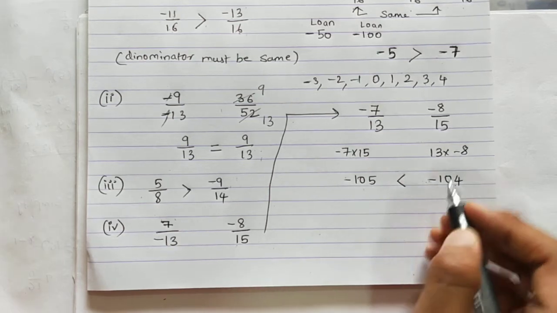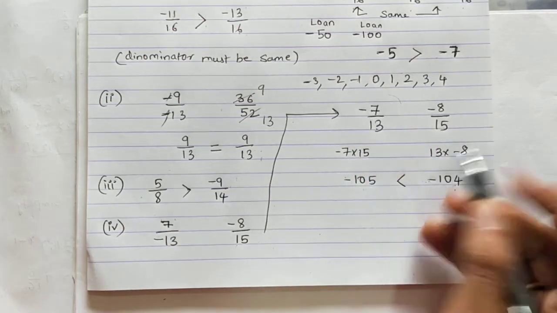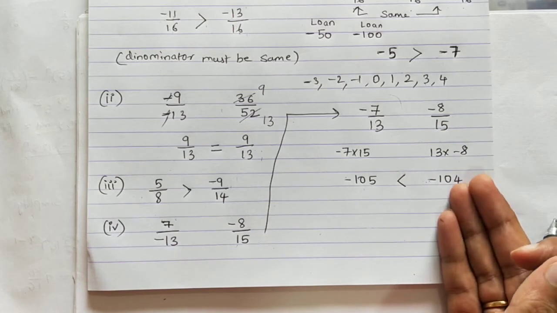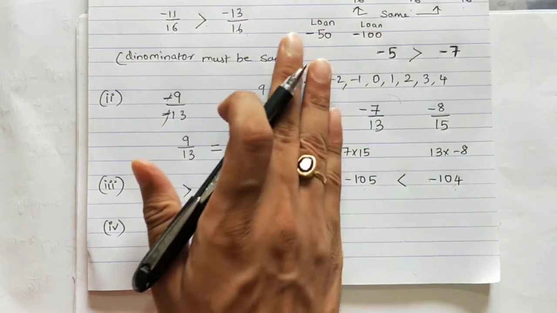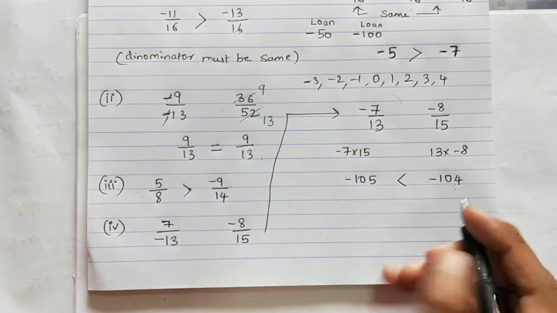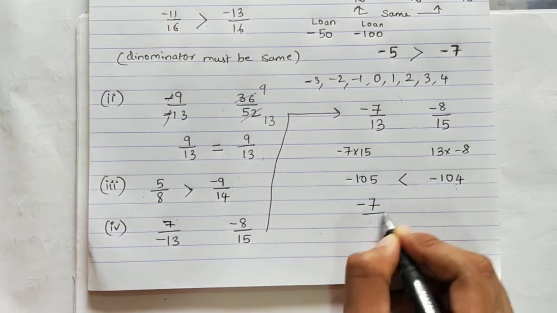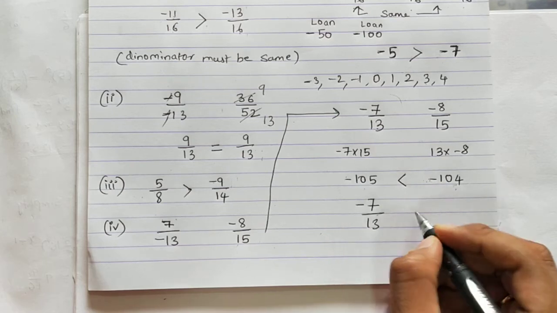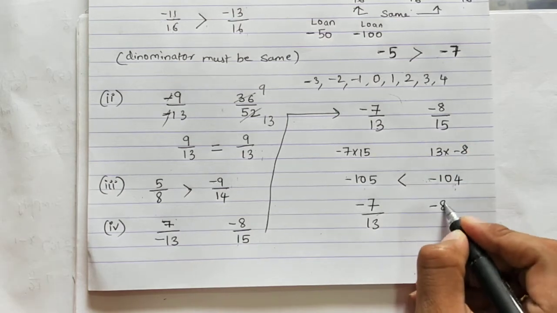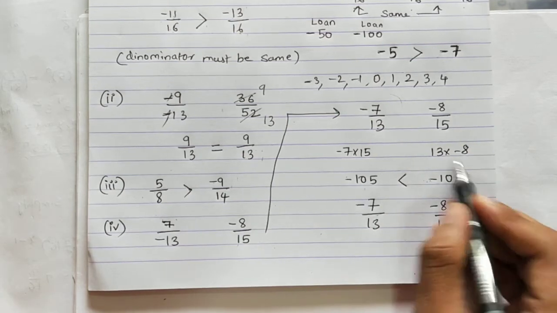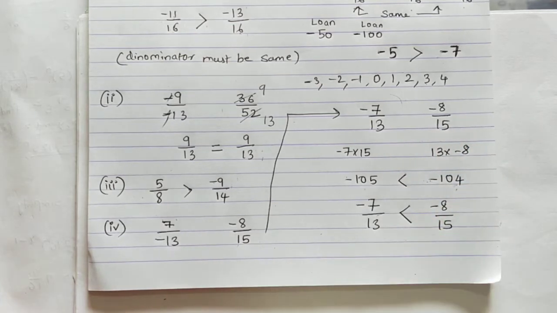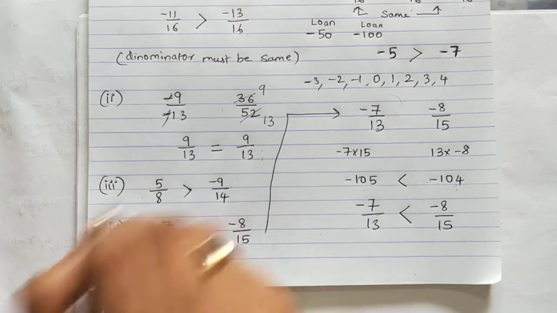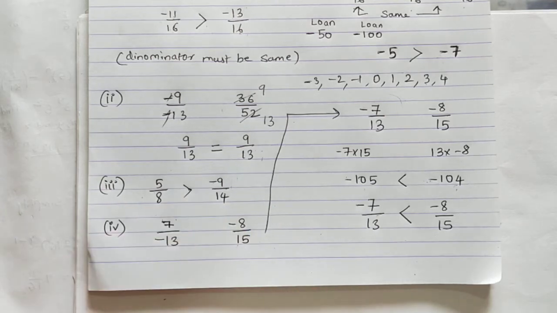Once you get this right, the right part is greater, that means -8/15 is greater than the left side. So let's copy the question again: -7/13 and -8/15. I got this right side, 104, bigger, that means I'll put the sign like this. Okay, so question number 1 is clear here.